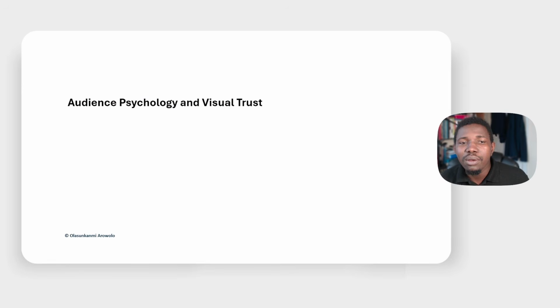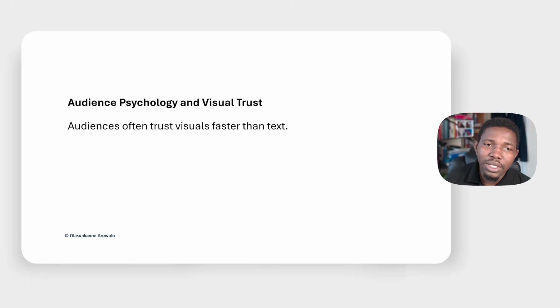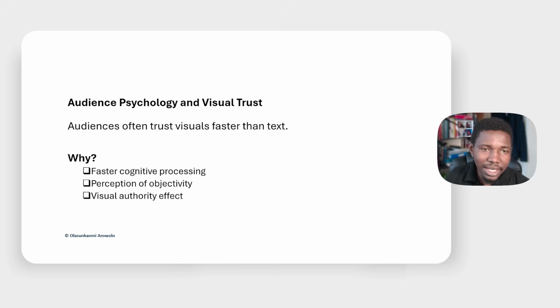So moving on. Audience psychology and visual trust is very important. People may question written claims, but they can believe charts immediately because they are based on data. So audiences often trust visuals faster than text. Why? Because faster cognitive processing explains our perception of objectivity, and they perceive that it is objective because infographics are data-based. They are presumed to be data-based.